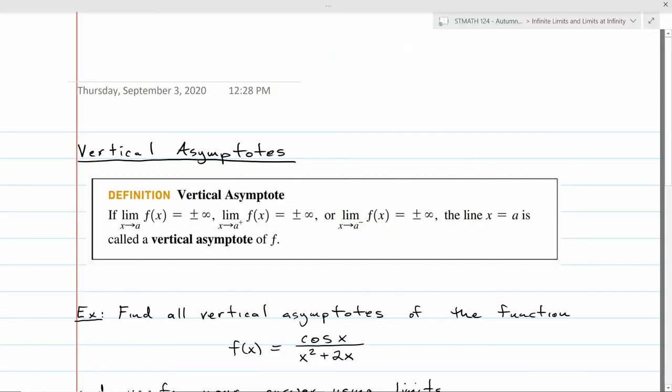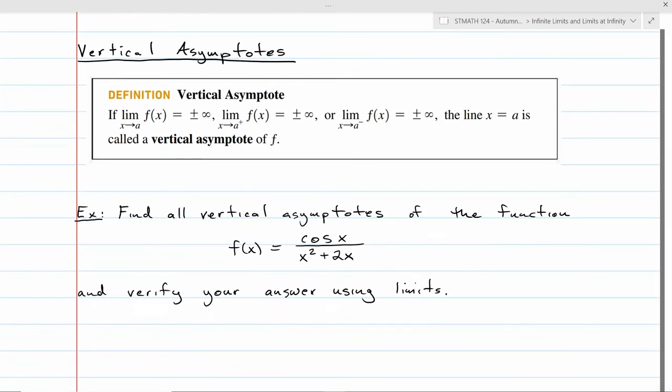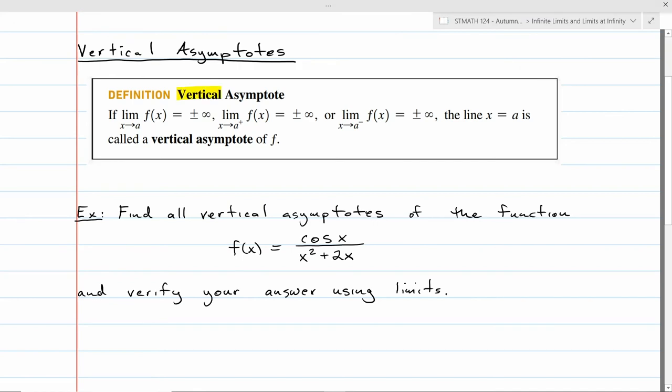So, I've used the word vertical asymptote a few times, but here we give it a formal definition. A vertical asymptote is a line of the form x equals a. Whenever you graph a line with that equation, x equals a, it's a vertical line through the x value of a.